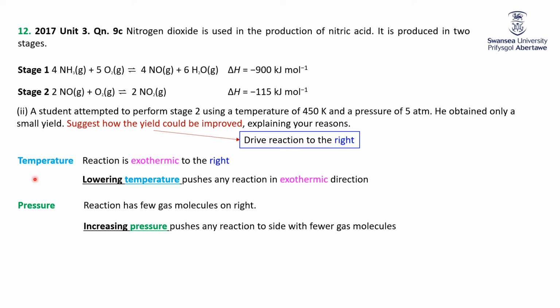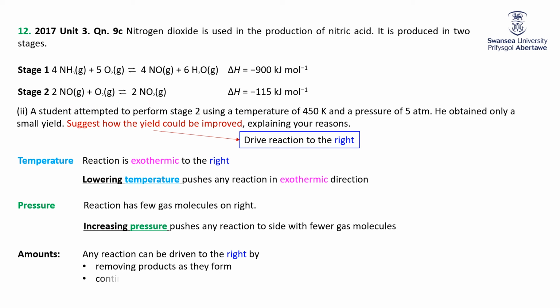Now, of course, there are other ways in which you can adjust what's going on other than temperature and pressure. Any reaction can be driven to the right, which is what we want, by removing the product. If there's a way to remove the NO2 as it forms, you're removing a righty, and the reaction will go to the right. Alternatively, you can continually add reactants, because as you add reactants, you increase the concentration on the left, which again drives the reaction to the right.